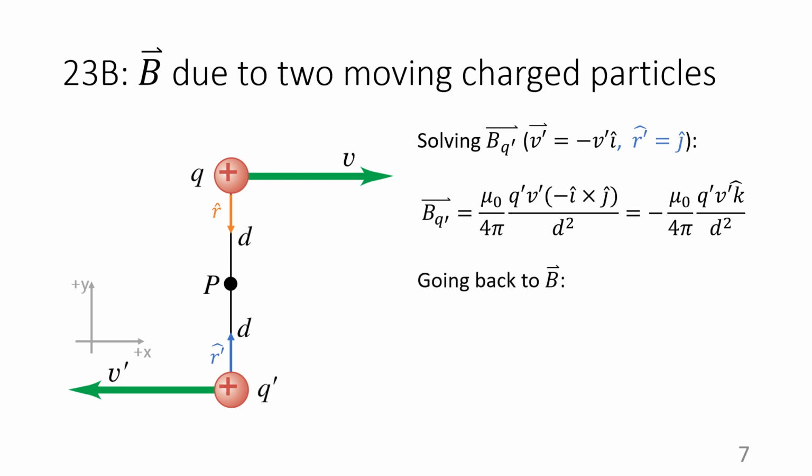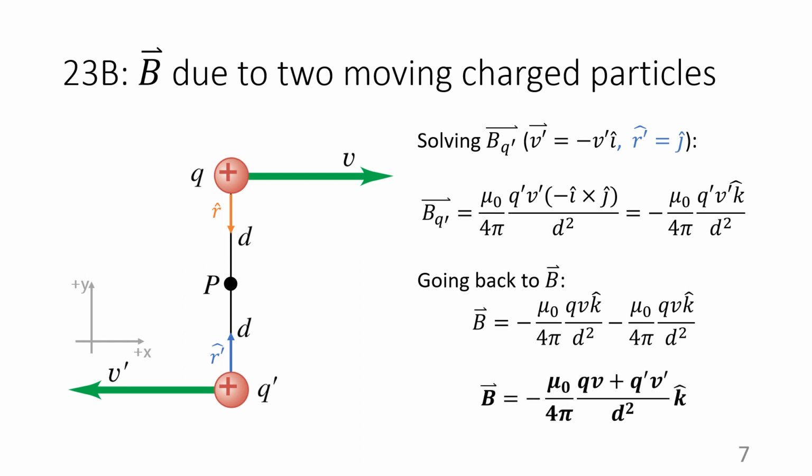Now we go back to the total magnetic field. We substitute the values of B sub q and B sub q prime, and then we try to clean up the expression. After doing so, it gives us B is equal to negative mu naught over 4 pi times q v plus q prime v prime over d squared times k hat.